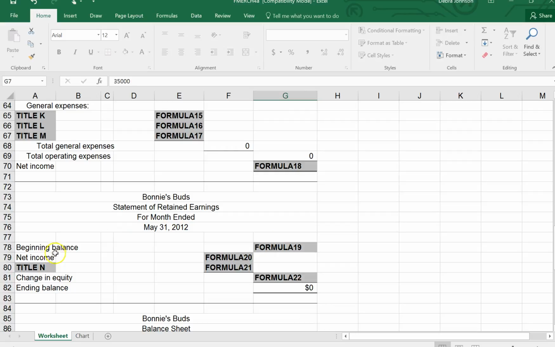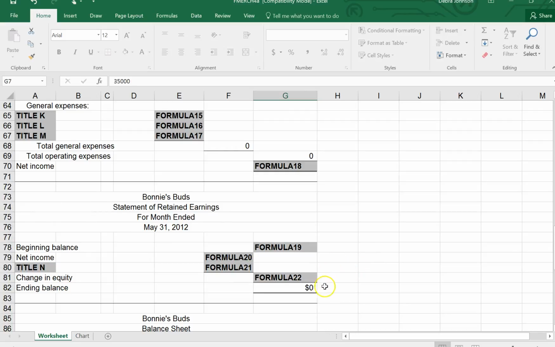It's calculated as beginning retained earnings plus net income minus dividends. That'll give us the change in equity, and we'll wind up with the ending balance. We'll talk about how to fill in the titles and formulas in a moment.